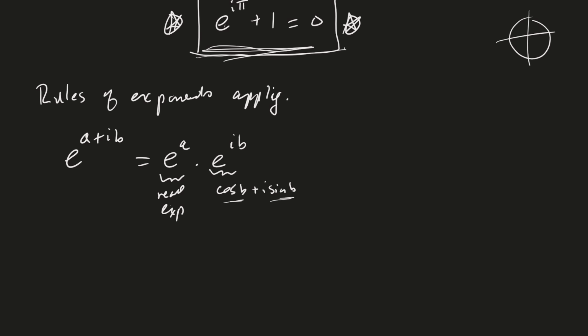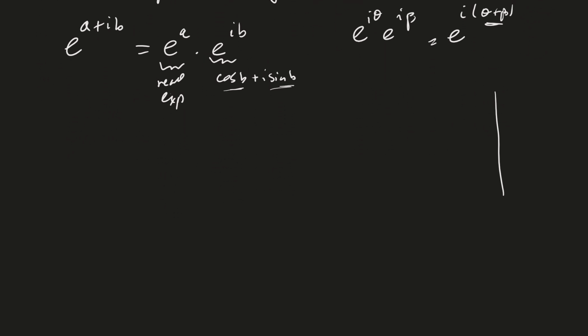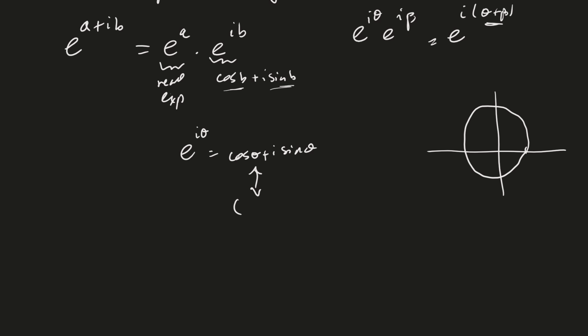Similarly, I think I've already mentioned that if I take e to the i theta times e to the i beta, that's going to be e to the i theta plus beta. So you would add the angles together. And I think finally I might note that if you think of e to the i theta, which is cosine of theta plus i sine theta, and you associate that with the ordered pair in the plane, cosine theta, sine theta, what you realize is that e to the i theta is a point on the unit circle.